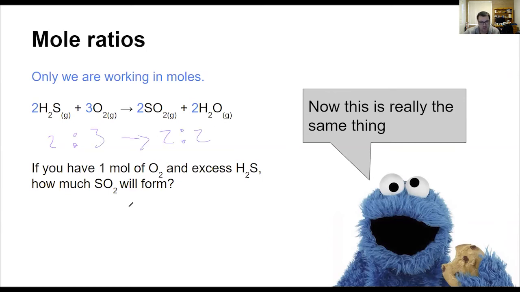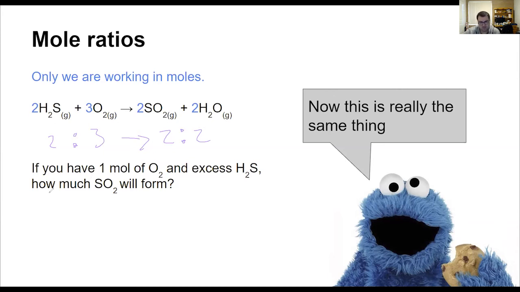So if we have 1 mole of oxygen in this case and excess hydrogen sulfide, and you'll see many chemistry problems like this, they'll give you a molar quantity of one of your reactants and tell you that the other one is available in excess. And all they mean is that you have as much hydrogen sulfide as you need or more. So this means that the oxygen is what is going to limit this reaction from proceeding and forming products. So in this case, the oxygen is called the limiting reagent. We'll circle back and make another video on that concept.